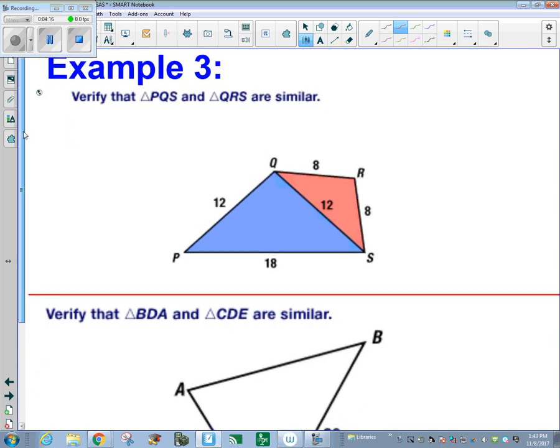So here is an example, and we want to verify that triangles PQS and QRS are similar. I'm looking at this and trying to look at the information that is given to me. I don't really know any information about angles in these triangles. So I really have three options: angle-angle similarity, side-side-side similarity, and side-angle-side similarity. In this case, I don't have any angles that I know are congruent, so I can't use angle-angle, and I'm not going to use side-angle-side similarity. So I'm going to set up proportions and make sure I get these in the right order.